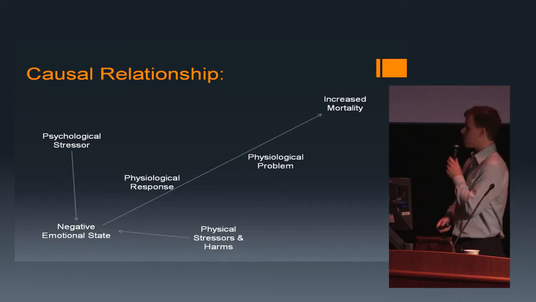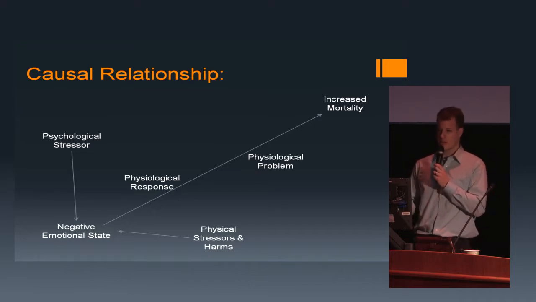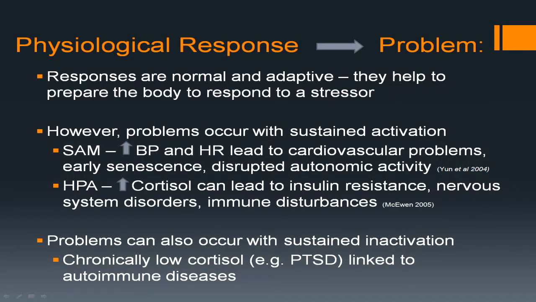I'm going to take just a quick minute to look at this pathway from physiological response to problem. We know that these responses are normal and adaptive. They help animals respond to stressors that they may experience in their life. But problems can occur with sustained activation, sometimes called allostatic overload. When blood pressure and heart rate are sustained for long periods of time at high levels, that leads to cardiovascular problems, early senescence, and disrupted autonomic activity. Likewise, continuously high levels of cortisol can lead to insulin resistance, nervous system disorders, and immune disturbances.